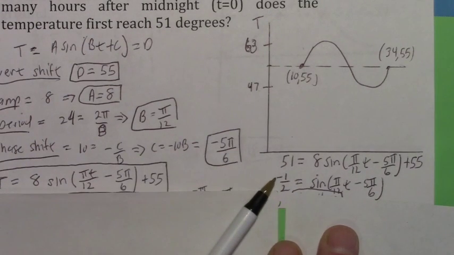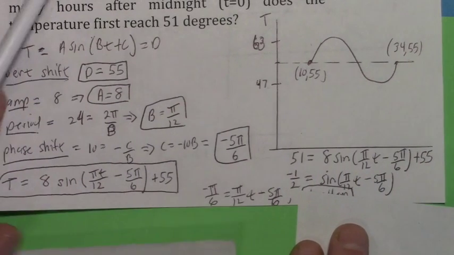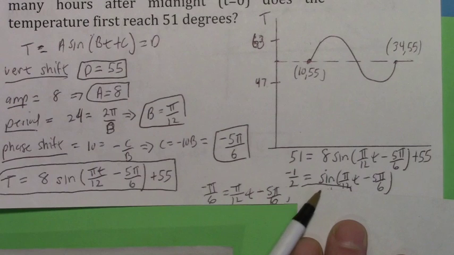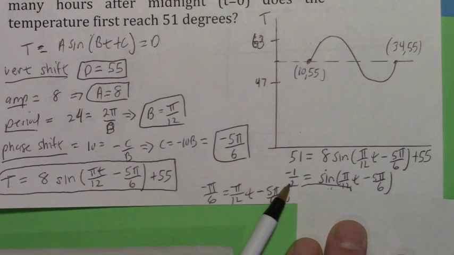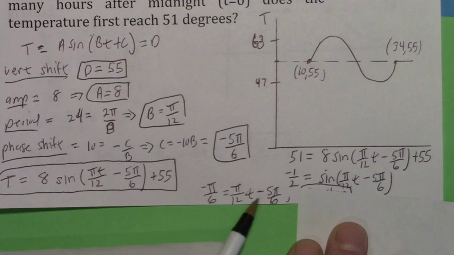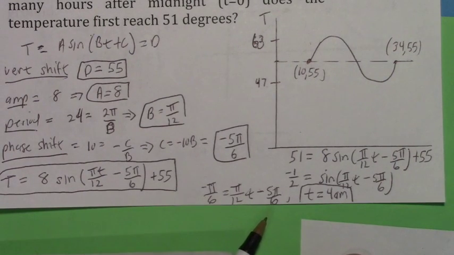Now to solve this equation, like I said, I'm running out of space, I took the inverse sine of both sides. What's the inverse sine of -1/2? Inverse sine of -1/2 is -π/6. That's where this came from. This is the inverse sine of -1/2. And if you solve this equation for t, I'll let you do that, you should get t equals 4 a.m.